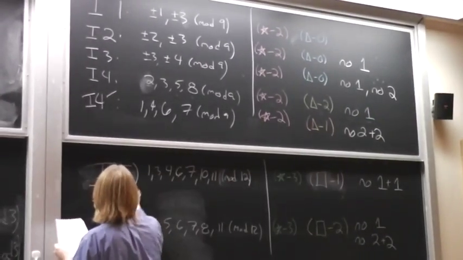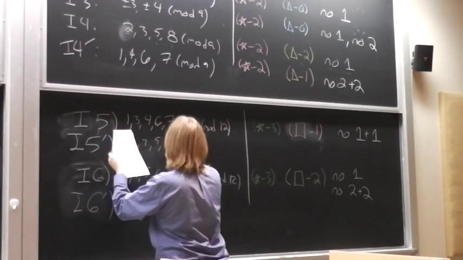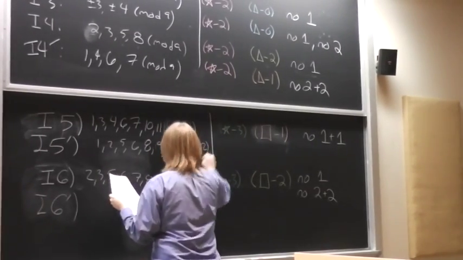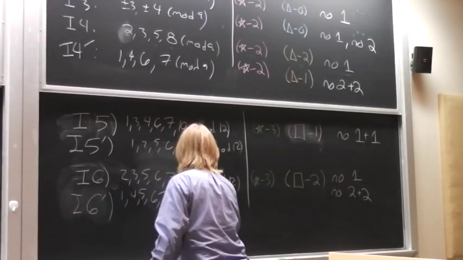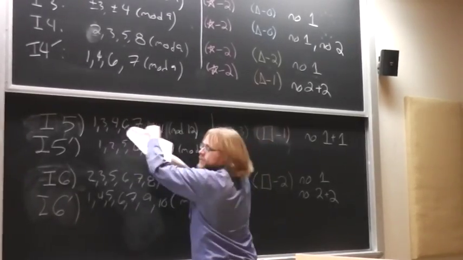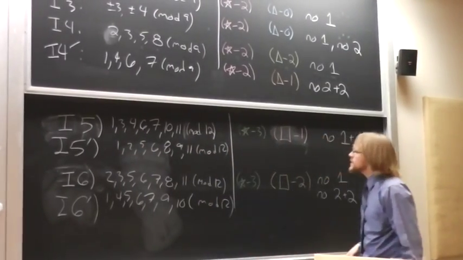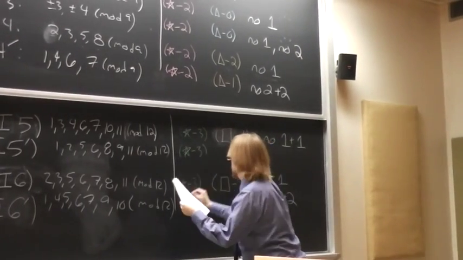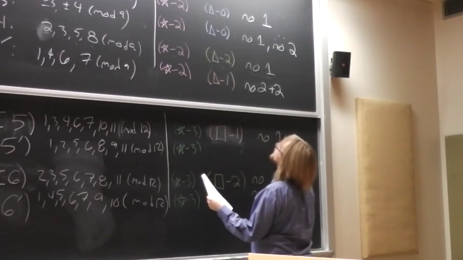There are also friends for I5 and I6, which are 1, 2, 5, 6, 8, 9, 11 mod 12, and 1, 4, 5, 6, 7, 9, 10 mod 12. You can verify for yourself that these are just opposites of each other, so if I negate everything in here, I get the list of congruence classes. And then over here, no surprise, I flip signs.